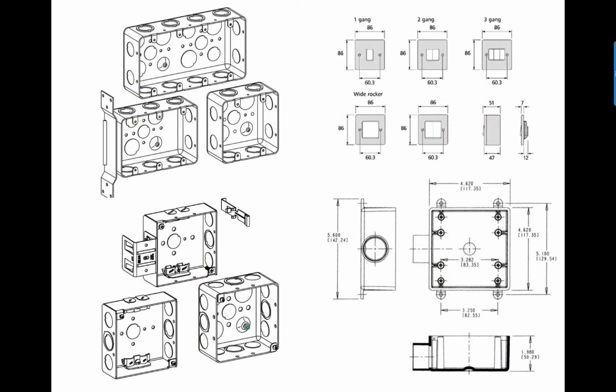Junction boxes also have dimension. So if you are designing a recessed light, these are known dimensions here. That's how big a junction box is. That's what you draw. It's pretty straightforward.